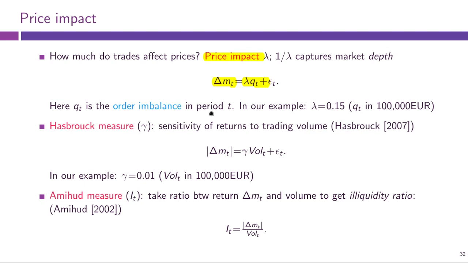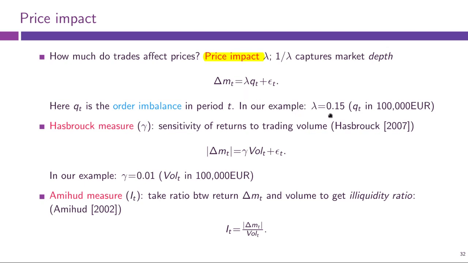Right? So for example, if there were a lot of buy orders in some given period, then the ask side of the limit order book is quite depleted, meaning that the next ask is very high. This will affect the mid quote in the following period, right? So overall, the idea behind this is that a large buy order would lead to a higher mid quote in the next period, and vice versa. So this is the way to estimate a price impact coefficient.